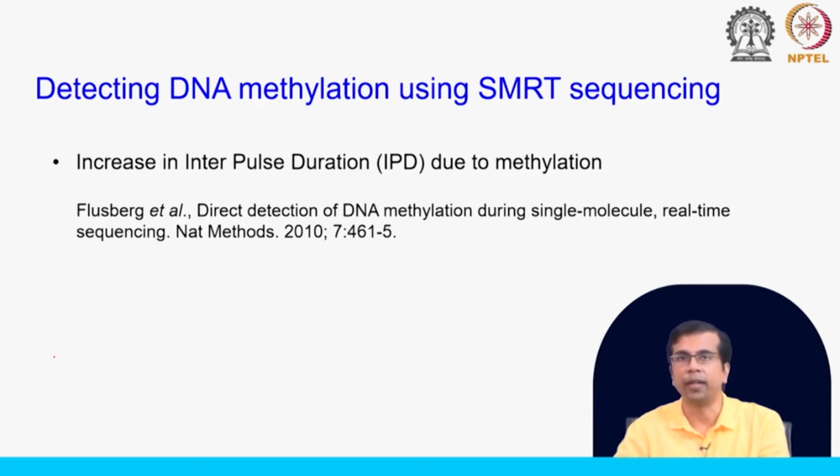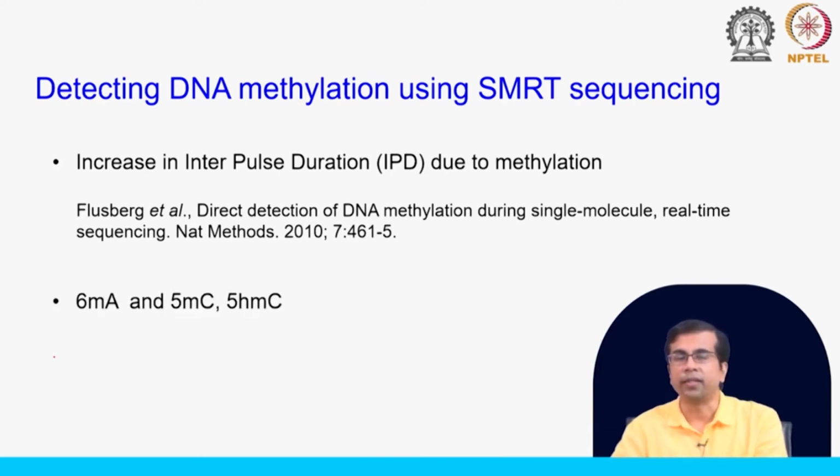Here is a paper that looks at direct detection of DNA methylation using this SMRT sequencing, and what they observed is that if you have methylation on A, for example, you can see a difference in interpulse duration: there would be an increase. So, if you have a base and there is methylation, the time taken would be more for the next base to come. We of course do not understand why that is the case, perhaps it has something to do with steric hindrance, the structure of the whole thing, etc.